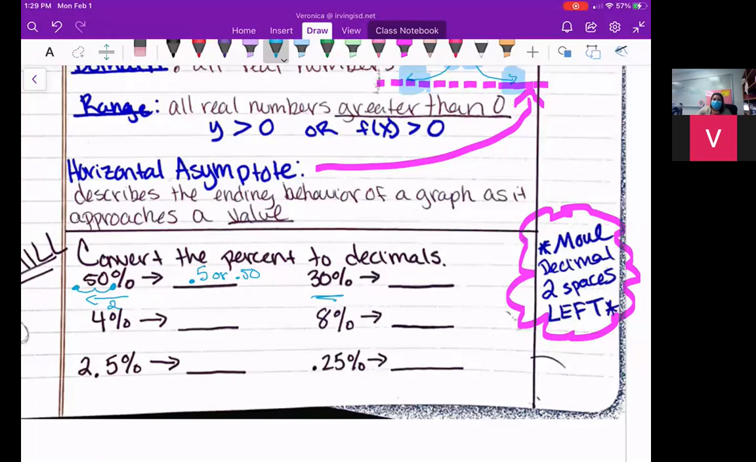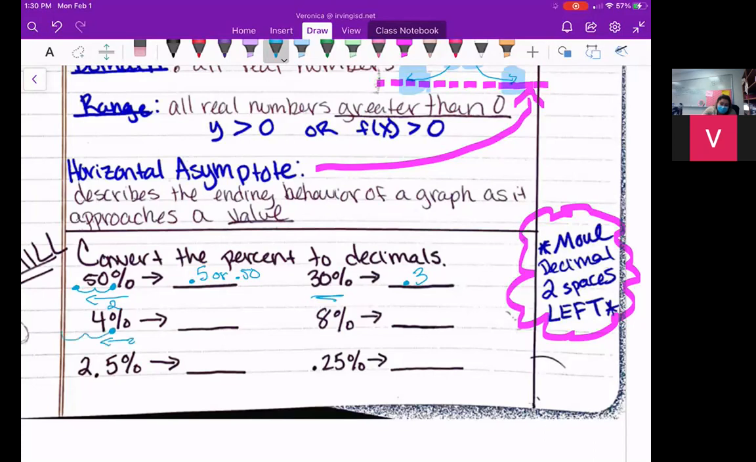Good so far? Okay. Yes, we would end up with 0.3 or 0.30. A lot of you put 0.30, some of you put 0.3. Both of them are correct. So now let's go on to the next one. So we have 4%. Again, I don't see a decimal, so I know my decimal has to exist at the very end of that on the right side. Same process. We're going to move it 2 to the left.